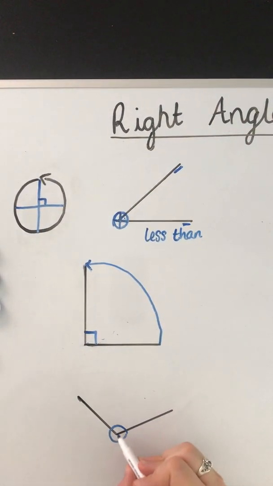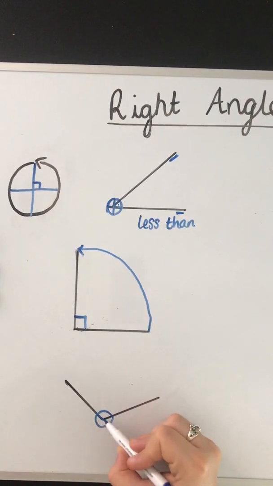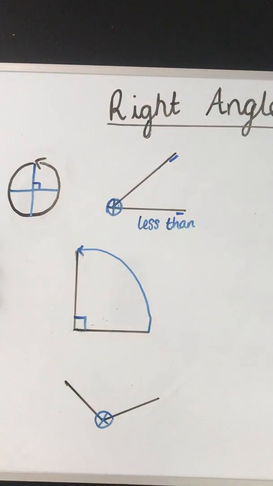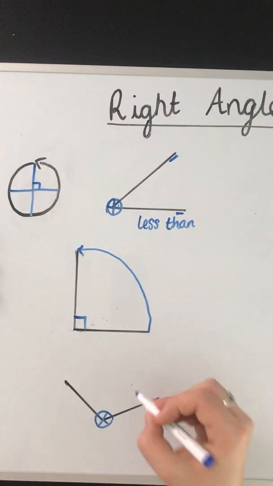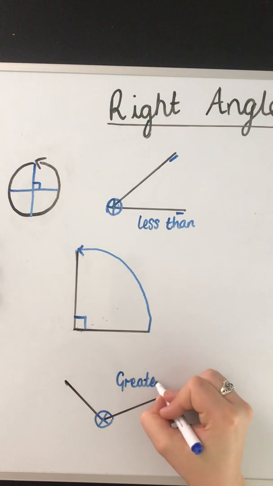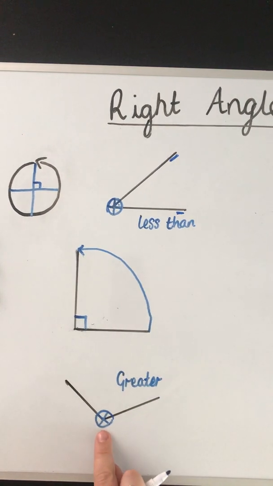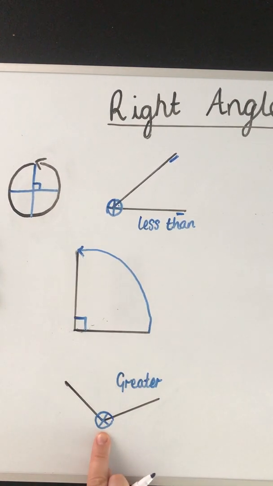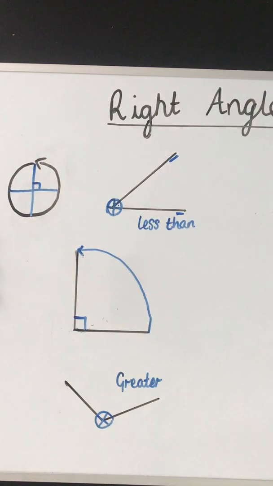Okay, and then in this shape here, if you were to make this circle into quarters, you can see that this angle is going on bigger than a right angle. It's greater than 1/4 of a turn, okay? So you need to make sure that you can recognise a right angle, which is 1/4 of a turn, angles that are greater than 1/4 of a turn, or a right angle, and less than, okay?